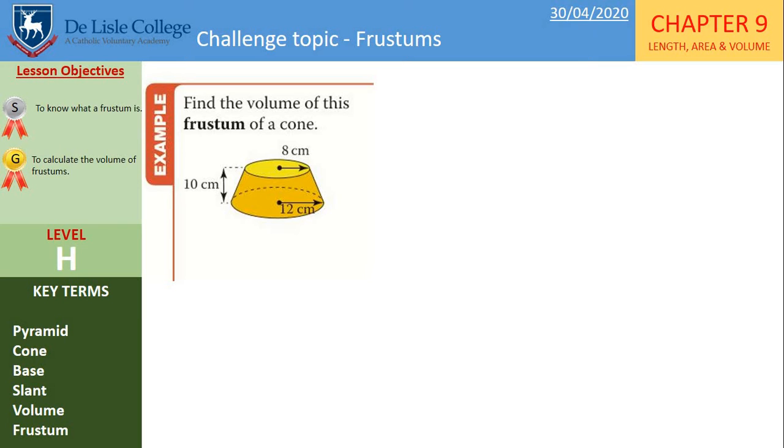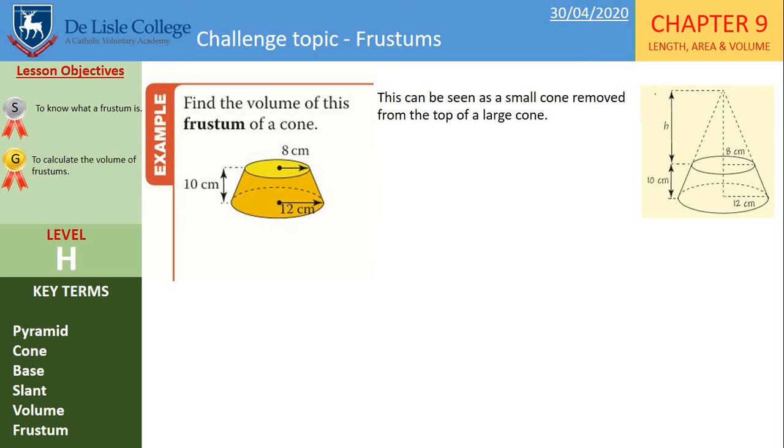So let's make sure we copy down the working for the example. The first thing to have a look at is the fact that this can be seen as a small cone removed from the top of a large cone. So we've just got a sketch to the right there with what that might have looked like. We're going to need to calculate the height of the small cone, and therefore we'll be able to calculate the height of what the large cone was.